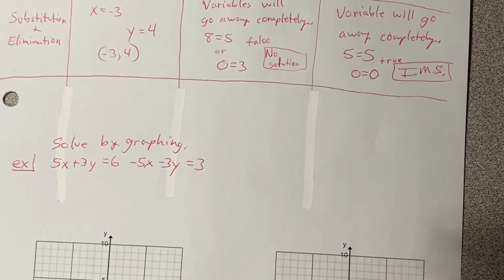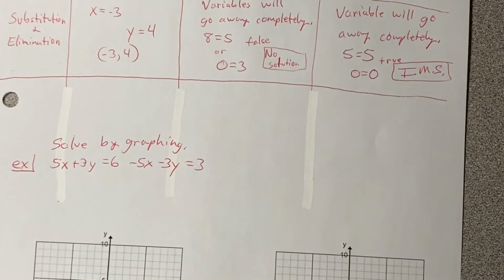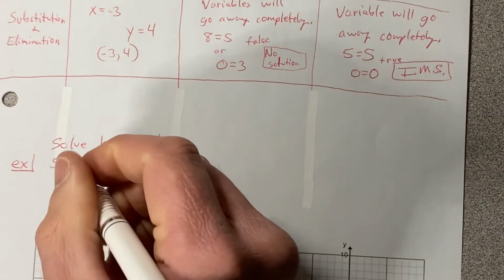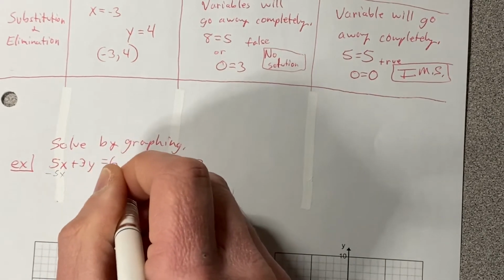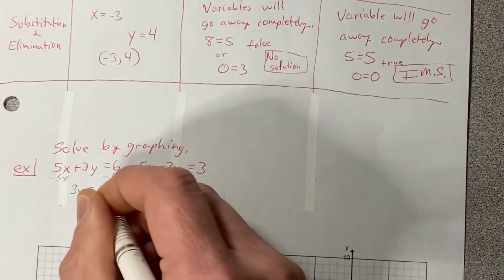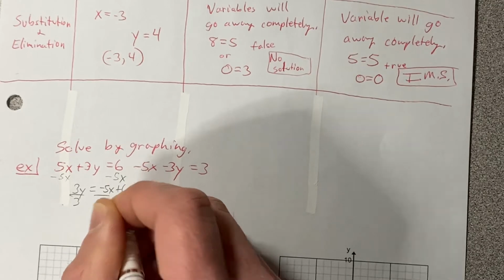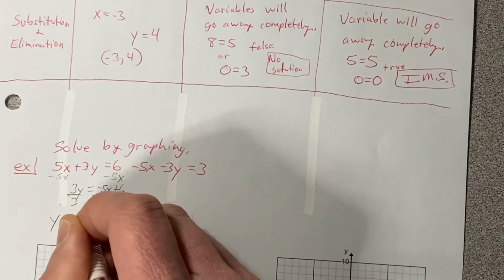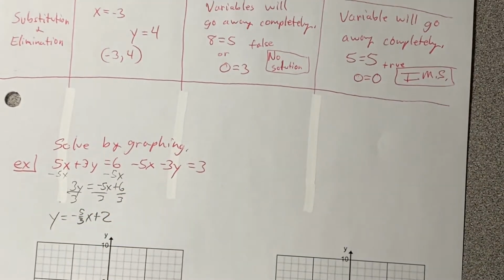One way that you could graph these is by using intercepts, and it's not a bad way of doing it. Except I don't think the intercepts are super nice. But another way you can solve these is by getting them in slope-intercept form. So we'll get y by itself. We'll subtract 5x over. Get 3y = -5x plus 6. Divide everything by 3. And we get y = -5/3 x plus 2.